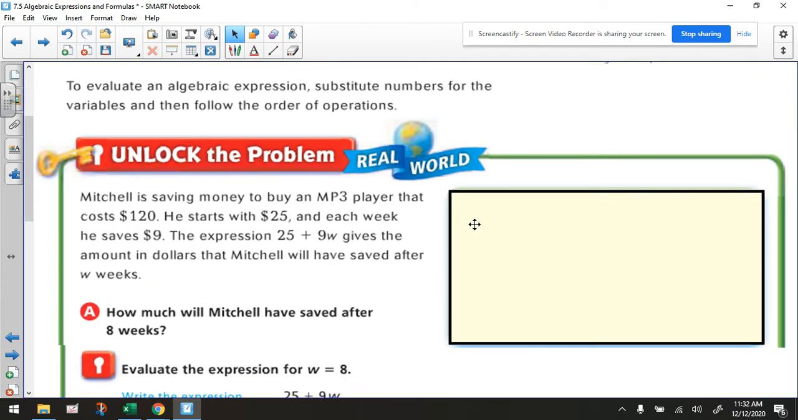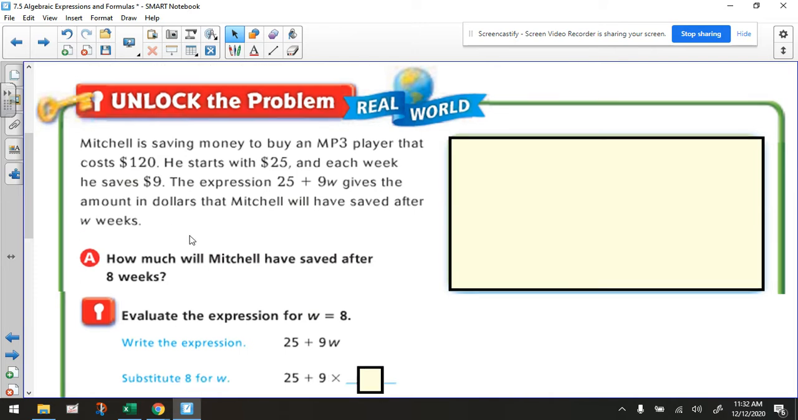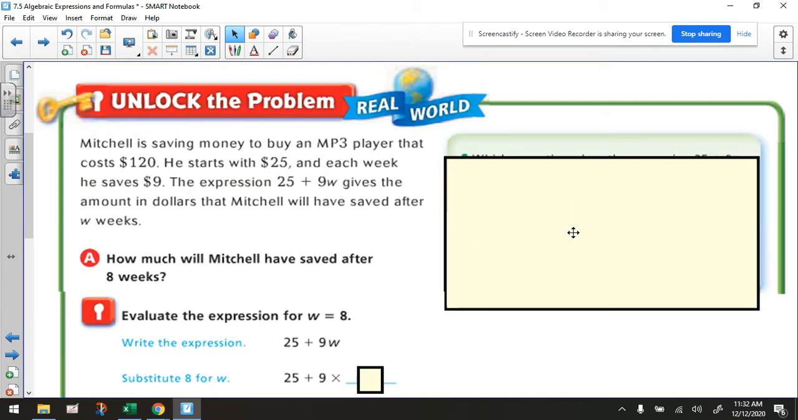Mitchell is saving money to buy an MP3 player that costs $120. He starts with $25, and each week he saves $9. The expression 25 plus 9W gives the amount of dollars that Mitchell will have saved after W weeks. So we're trying to figure out how much will Mitchell have saved after 8 weeks. First of all, we're going to evaluate our expression here for W equals 8.